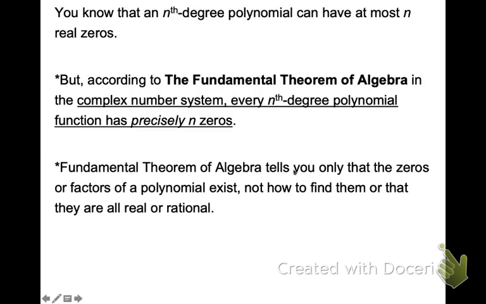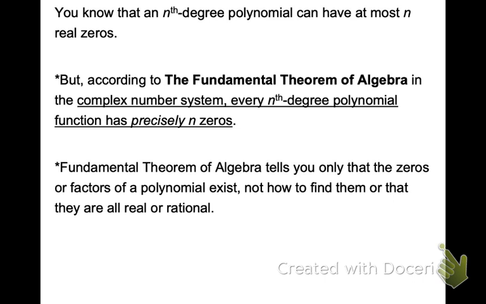Okay, so you don't need to write this all down. You just need to know it. Some of it you need to write down, but not all of it, so be picky. You know that an nth degree polynomial can have at most n real zeros, yes? But there are exactly n zeros. What did I leave out? Real. We know that there are imaginary numbers, yes? So on a fifth degree polynomial, there are 5 zeros. Did I say 5 real zeros? No. There are 5 zeros.